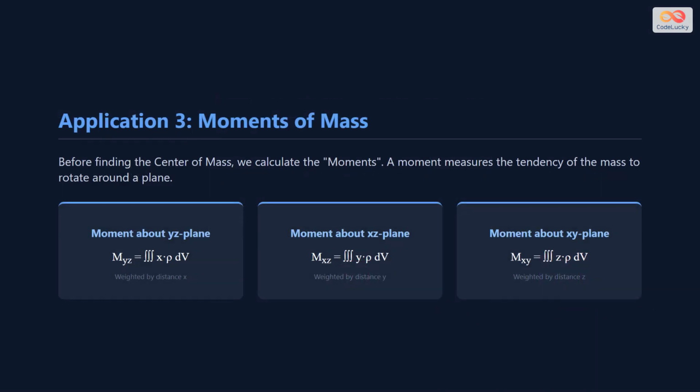Our third application is finding the center of mass. To do this, we first need to calculate something called a moment. A moment measures the tendency of the mass to rotate around a specific plane. For example, the moment about the yz-plane is calculated by integrating the density multiplied by the distance x. We calculate three distinct moments, one for each coordinate plane.